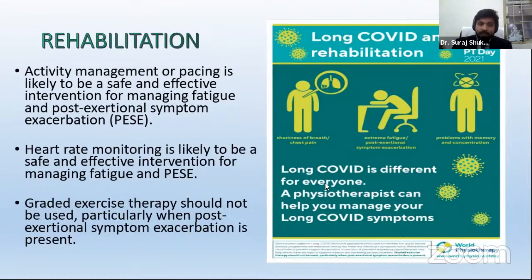Heart rate monitoring is likely to be a safe and effective intervention for managing fatigue. So whatever exercise or activity we are designing, we have to constantly see the heart rate, which can be one of the safe and effective interventions. Graded exercise therapy should not be used, particularly when post-exertional symptom exacerbation is present. When PESE is present in these long COVID cases, we should not grade the exercise, or we should not give any vigorous physiotherapy in that case.